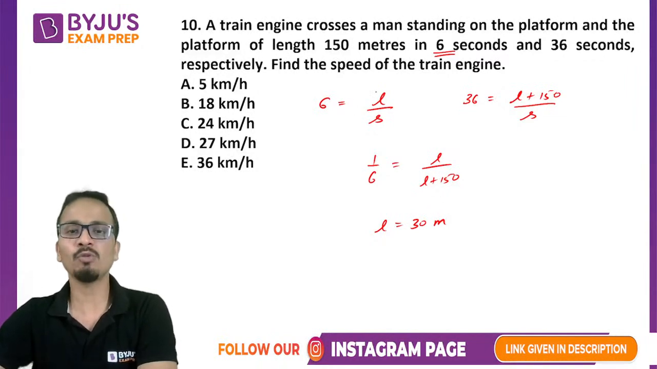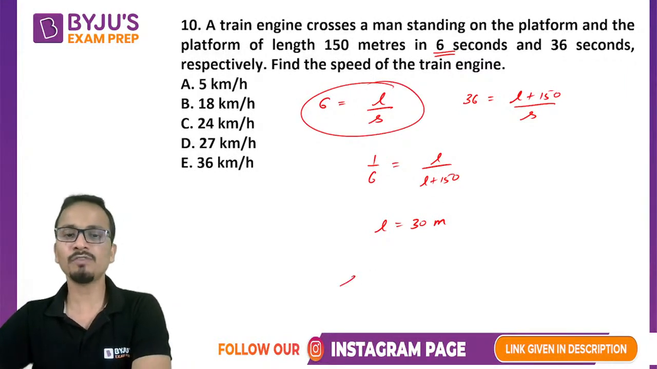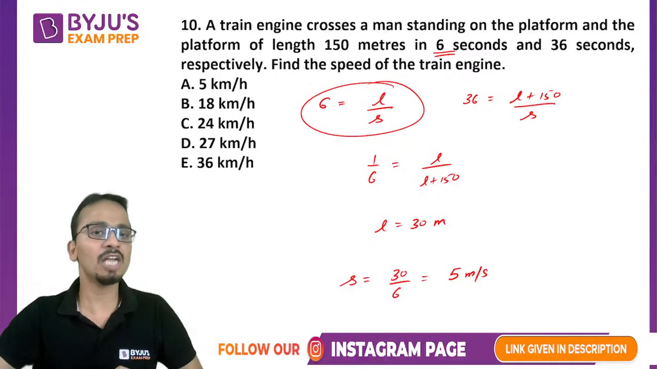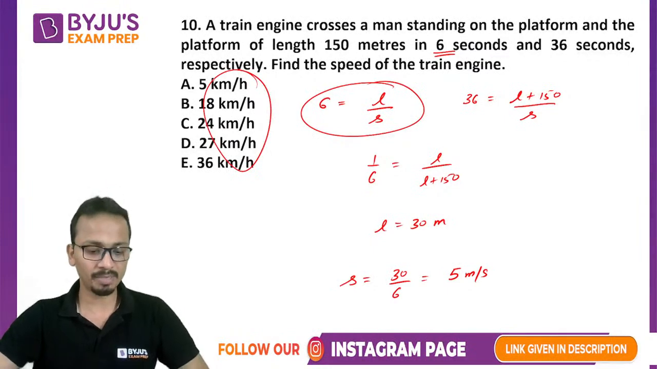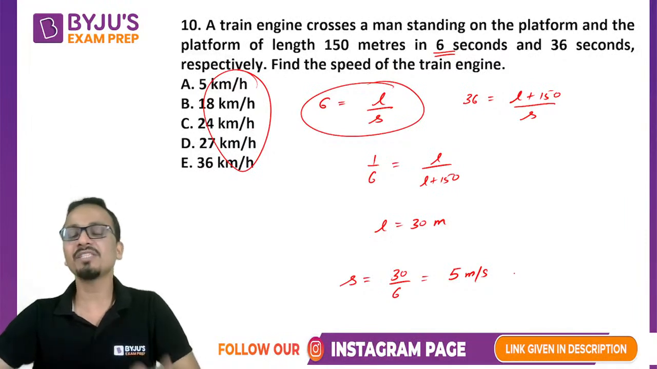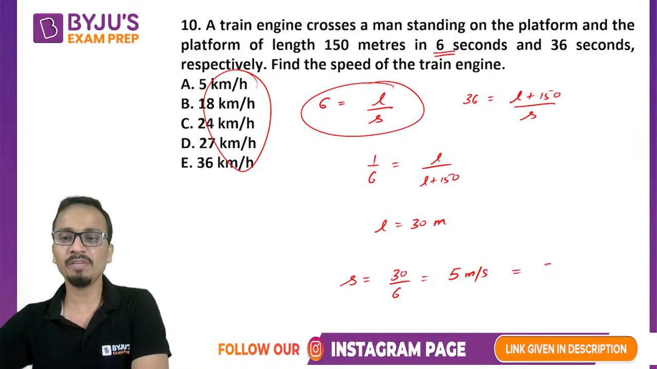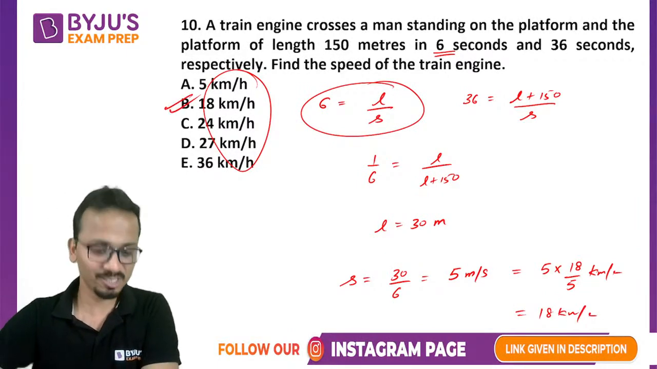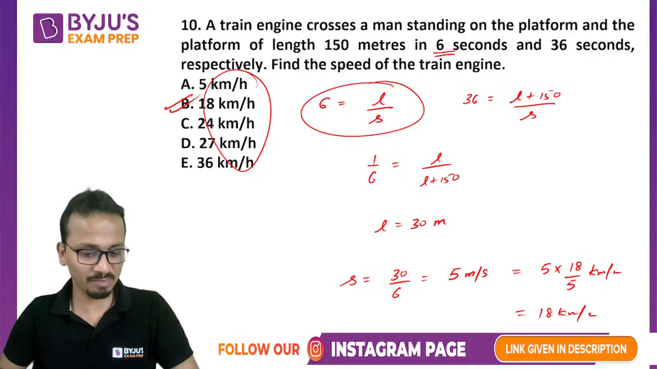Now here we have to find out the speed of the engine. So the speed of the engine will be equal to 30 upon 6, and that will be 5 meters per second. Careful, it is meters per second and the options are given in kilometers per hour. So if I convert meters per second to kilometers per hour, it will be 5 multiplied by 18 upon 5 kilometers per hour, and the final answer will be 18 kilometers per hour, and that is option B.